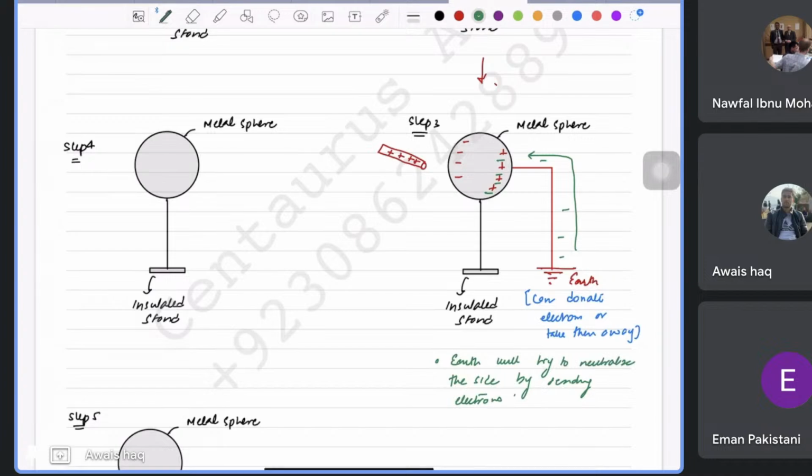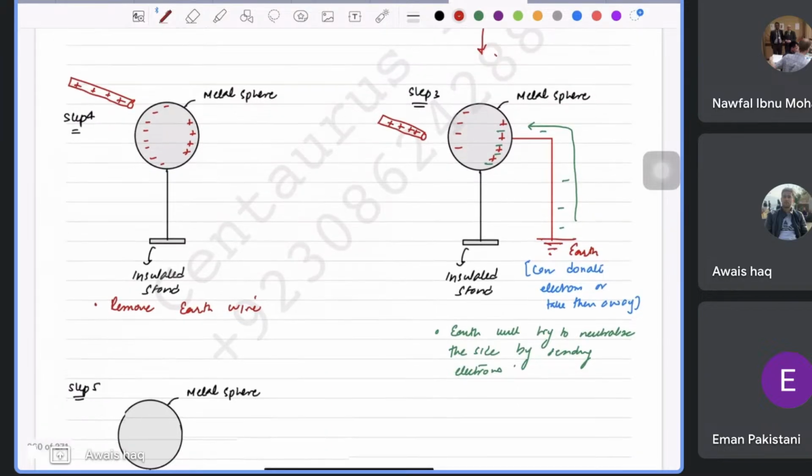Now, then what you do is, so we are trying to trick earth, so we basically remove the earth wire. When we remove the earth wire, now we have more electrons in it. We took some extra electrons from Earth. We have more electrons and fewer protons now because we took electrons from Earth by deceiving Earth. How clever we are.